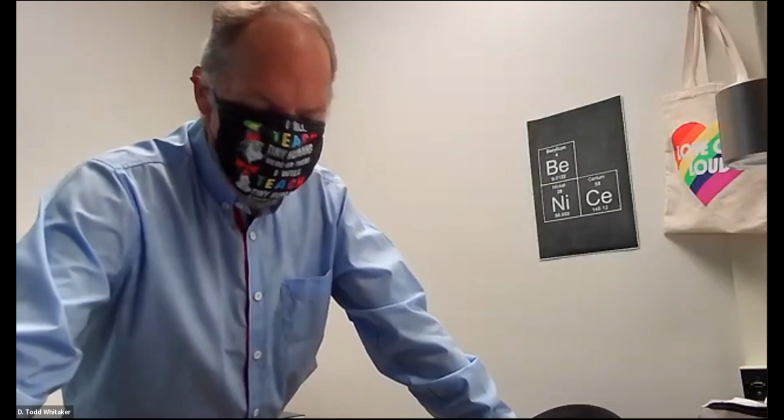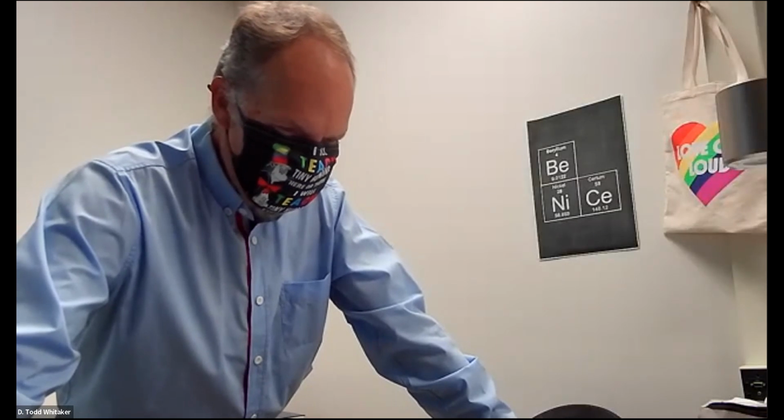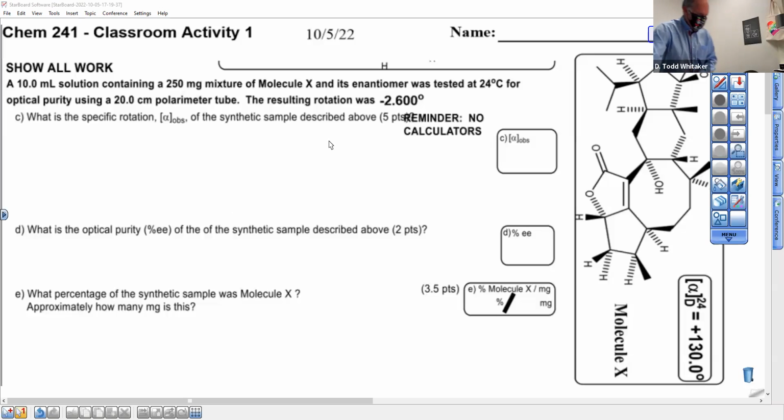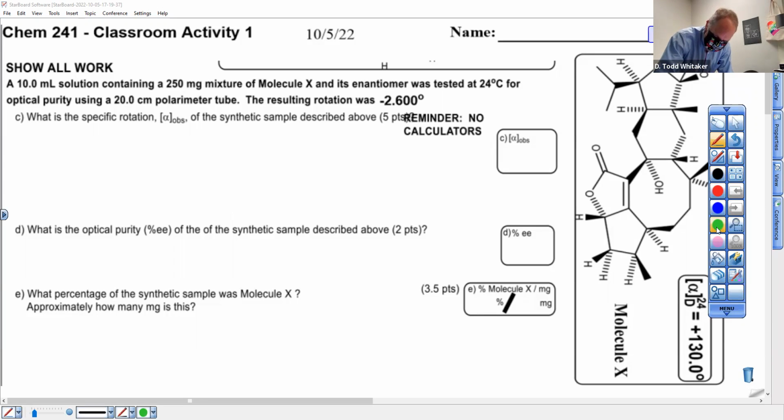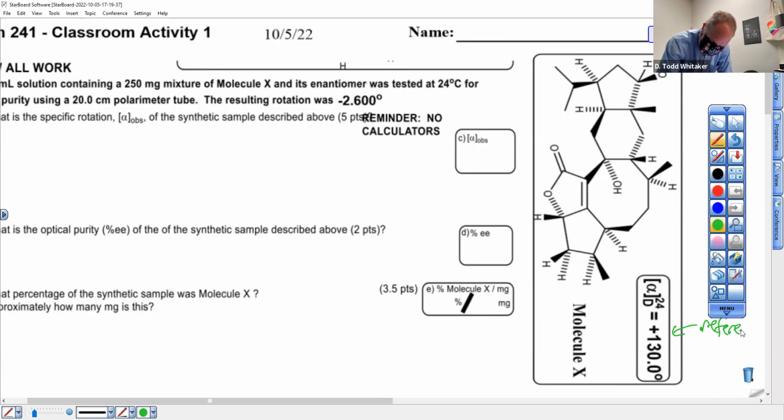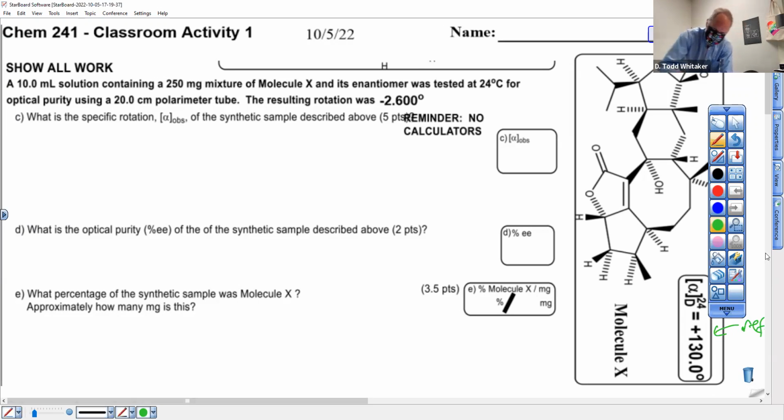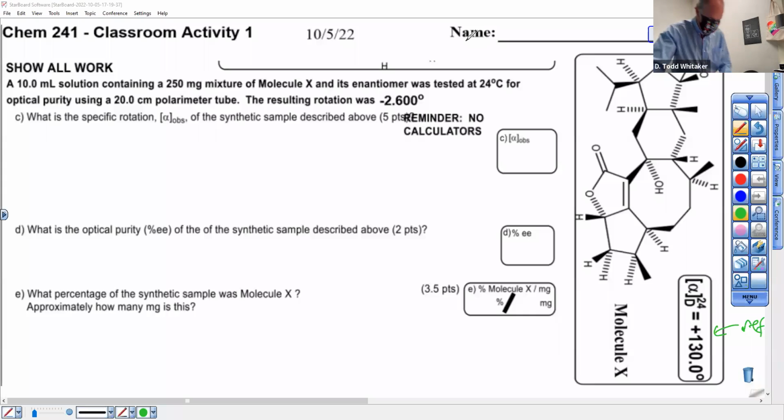All right, ladies and gentlemen, we're going to do another activity that shows how optical rotation can be used to determine the purity of a mixture of enantiomers. So what we have here is molecule X pictured here. I rotated this so it could fit. This is the reference value for the optical rotation. We don't use that till we calculate percent EE. We've got to figure out the specific value of the rotation for the lab value that's right here.